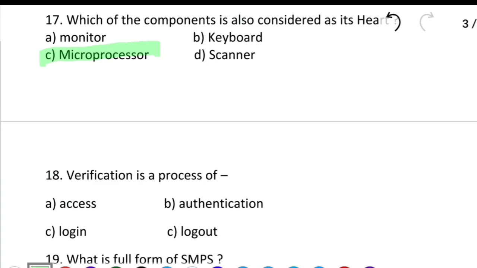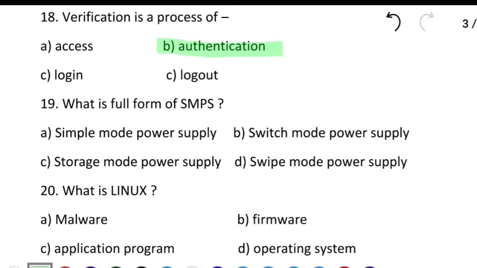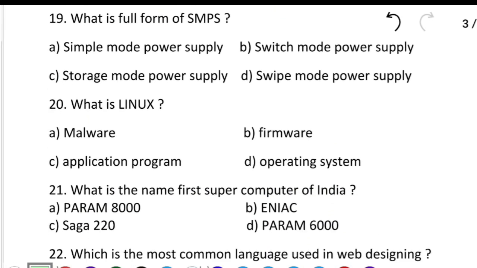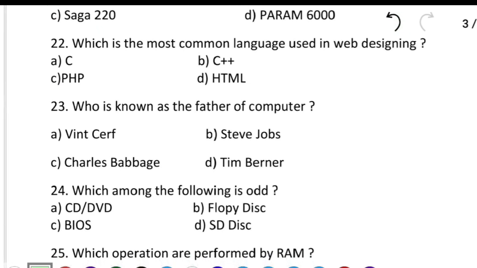Question number 18. Verification is a process of authentication. Option B. Question number 19. What is full form of SMPS? Switch mode power supply. Option B. Question number 20. What is Linux? Linux is an operating system. Option D. Question number 21. What is the name of the first supercomputer of India? Option A. Param 8000.